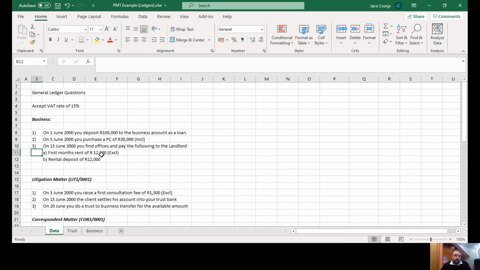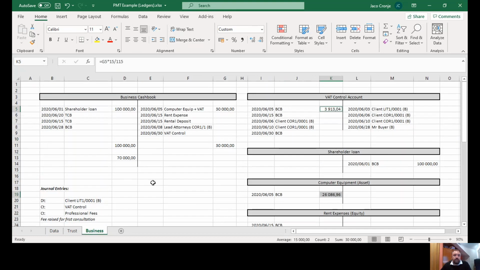So let's first do the one where we say the first month's rent of 12,000 Rand. So hopefully we'll all agree it's a business transaction. So what I've done is I've split it up into two separate transactions. One for the rent expense, one for the rent deposit. Now, which amount will flow out of my business bank account? 12,000, or do I need to add VAT on top of that?